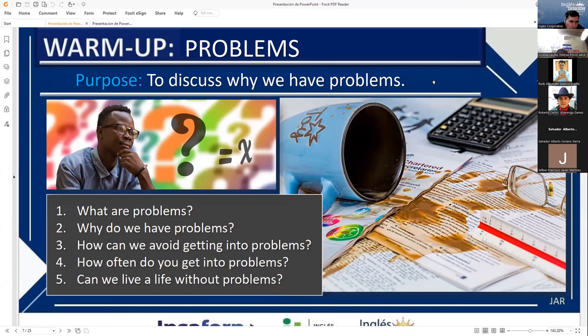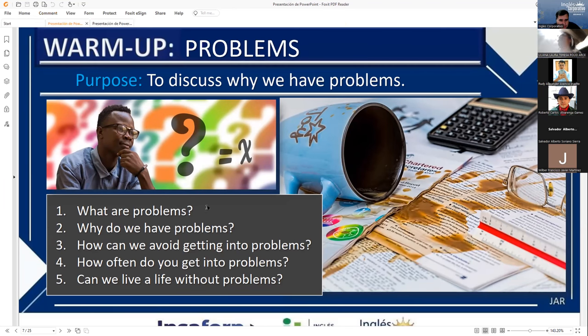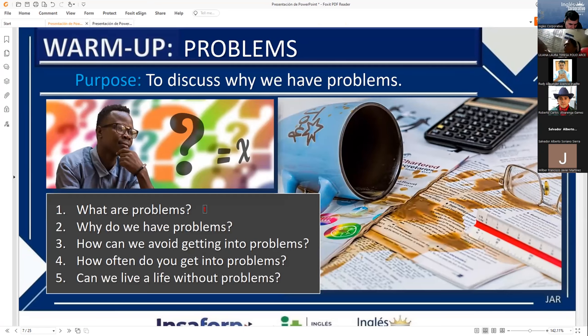The first thing, what are problems? Two, why do we have problems? Three, how can we avoid getting into problems? Four, how often do you get into problems? Five, can we live a life without problems? Is it possible to live a life without problems? So, what's another way of saying problems? Trouble. Why do people get into trouble?